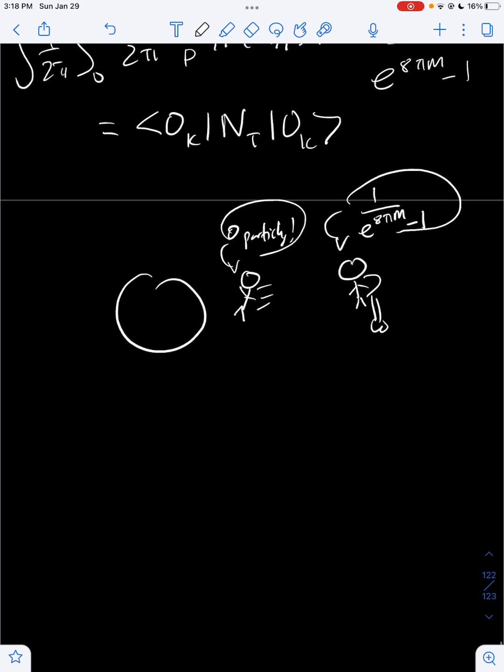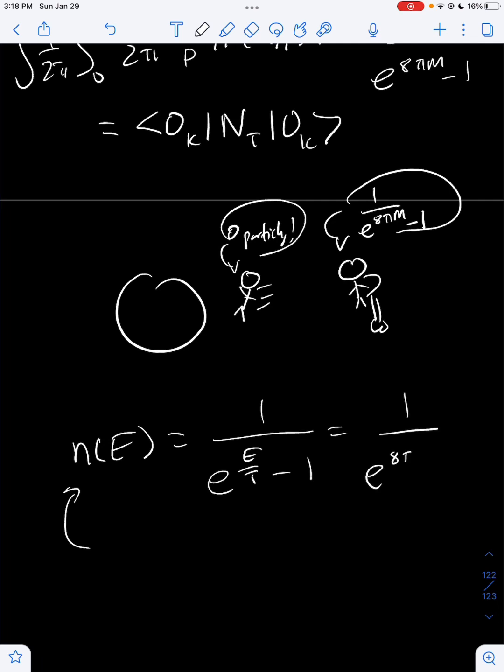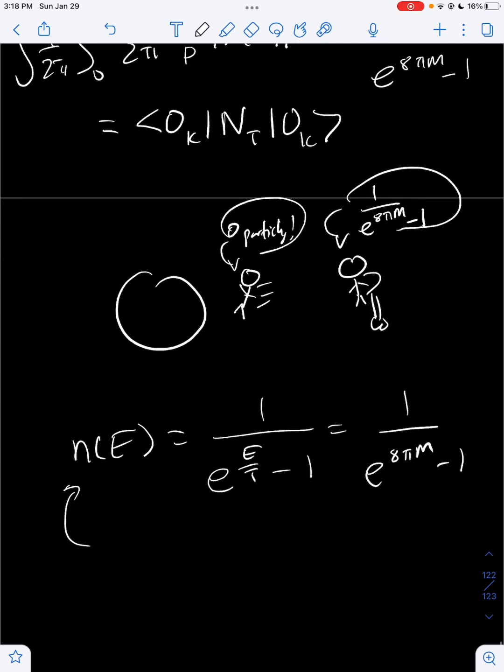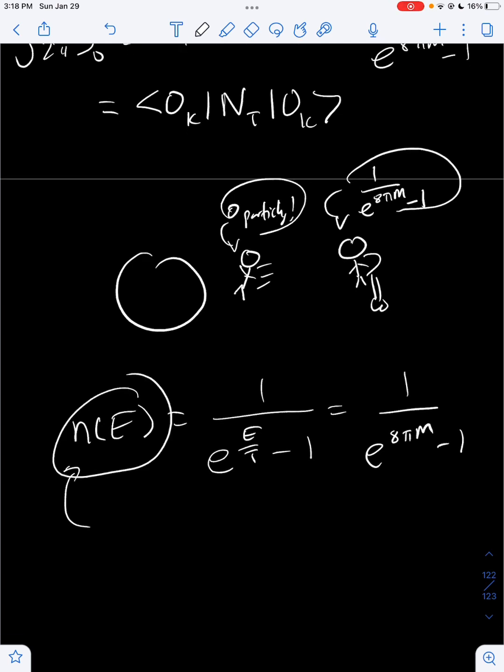And then again, we can use that formula that we saw in the last video, where 1 over e to the E over T minus 1 tells you the probability that some number of particles has some energy, and that's going to equal 1 over e to the 8 pi m p minus 1, or we assume that they're equal to each other, which is an assumption. And this is the Bose-Einstein distribution, by the way.